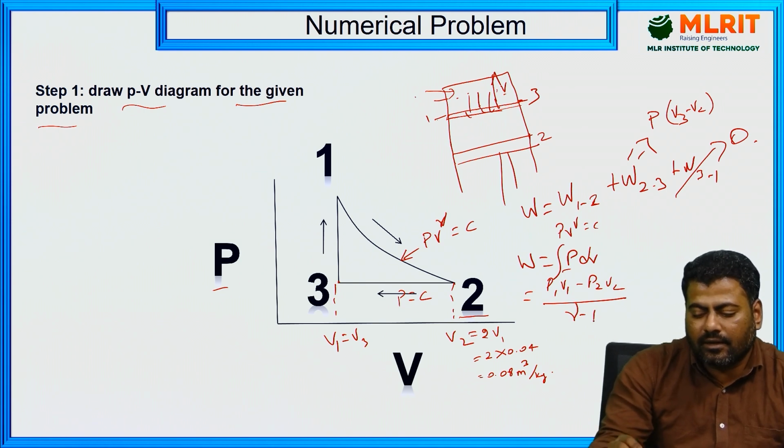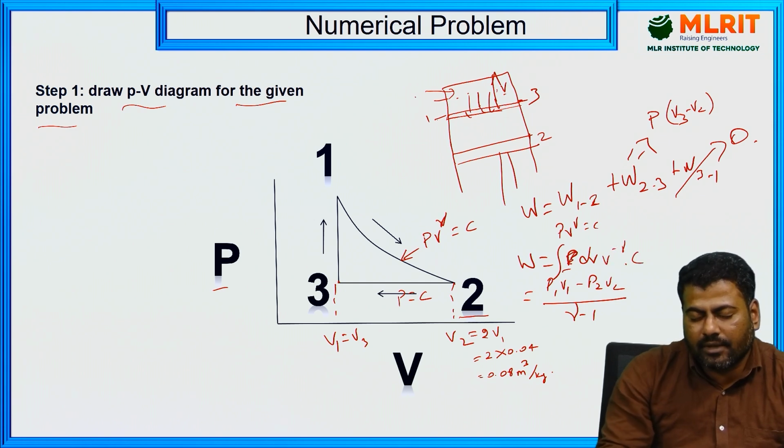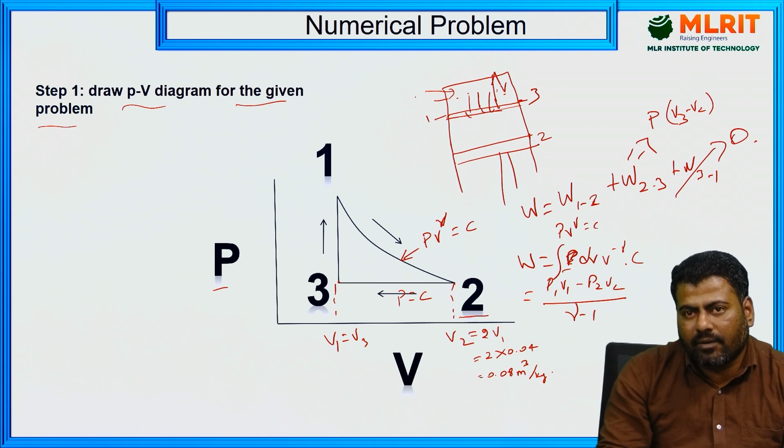Actually, we'll get P as C times V power minus gamma over here. Instead of P, I can substitute V power minus gamma into C. If I integrate V power minus gamma, I get V power minus gamma plus 1 by minus gamma plus 1. Right? So I'll write it over here.